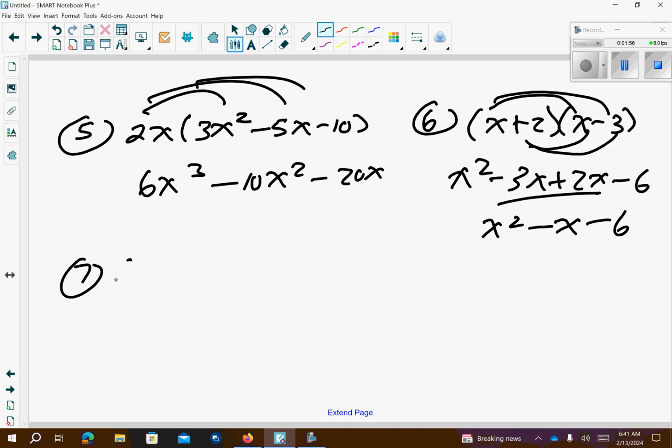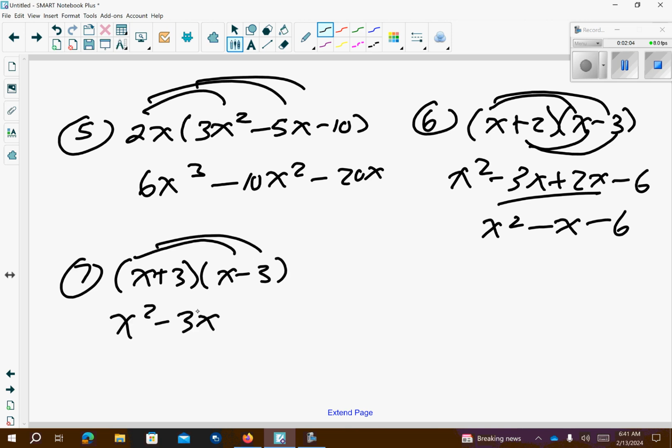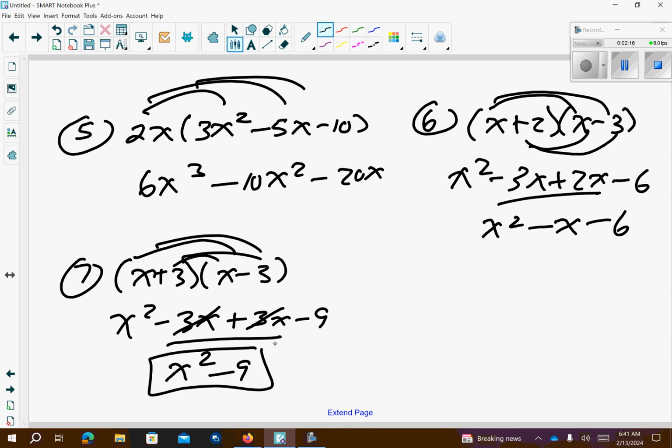Number 7, we get x plus 3 and x minus 3. Let's multiply those together, so I get x squared minus 3x. 3 distributed, so plus 3x minus 9. Those are like terms, and they actually cancel each other out, so we get x squared minus 9. That's actually one that we will focus on in tomorrow's lesson.